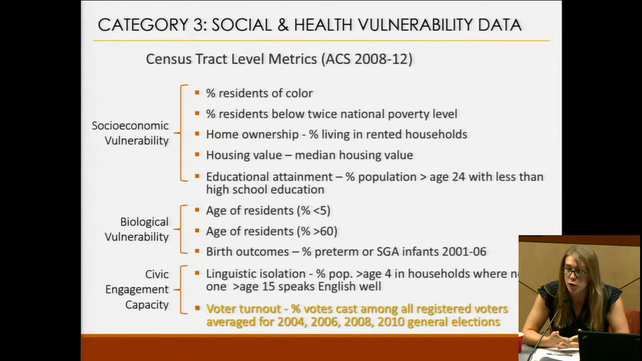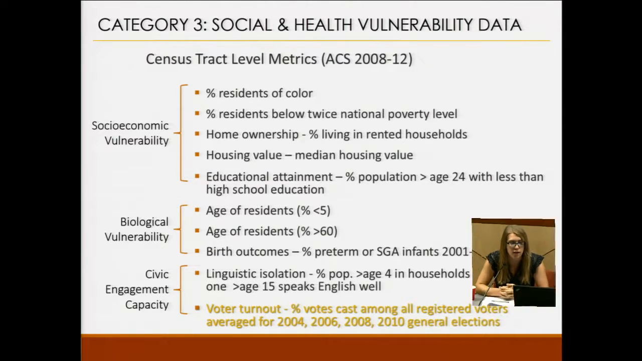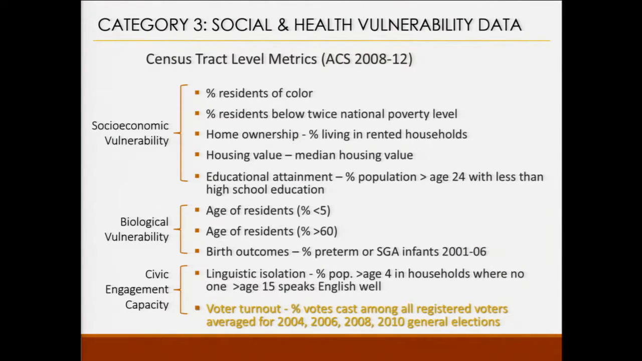So looking at percent people of color, percent living in poverty, home ownership rates, median housing values, and educational attainment. For biological vulnerability, like I mentioned before, looking at percent of children as well as seniors, and then some birth outcome data as well. And then finally looking at civic engagement capacity, really trying to measure political vulnerability. So the two indicators we have in there are linguistic isolation, and then voter turnout, and this is where we added some more data from more recent elections. So we have a sample size from 2004, 6, 8, and 10 to look at voter turnout there.